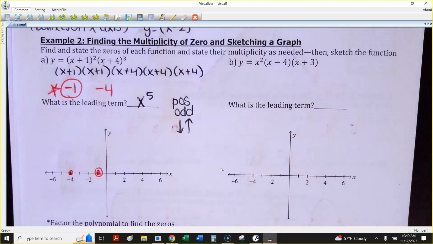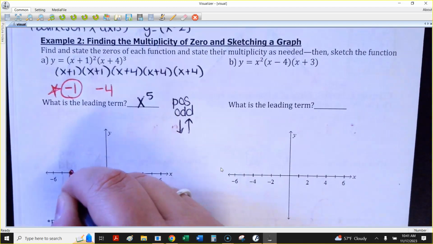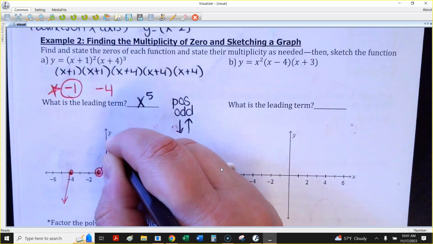Okay, when you guys do these, a lot of times if you put the end behavior in, it's going to kind of force you to draw the graph correctly. So I'm just going to draw in the end behavior. So I should go down on the far left and up on the far right.